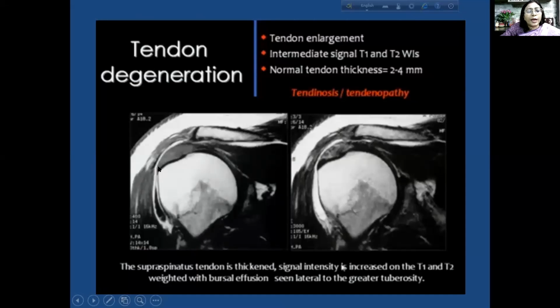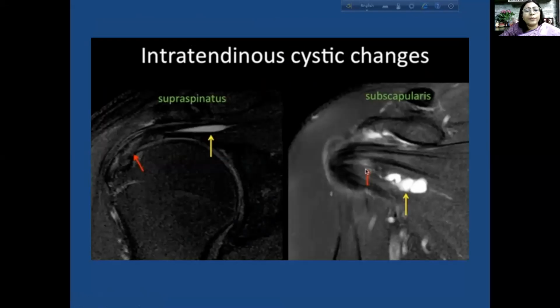But look, there is the subdeltoid or subacromial bursa. If we compare the signal intensity with the bursal fluid, it's not as bright as this bursa, so it is considered a tendinosis. Sometimes the mucoid material tracks down into the least resistant area up to the musculotendinous junction, with formation of cystic changes. Here the subscapularis muscle tendinosis is seen, associated with a ganglion cyst in the musculotendinous junction.